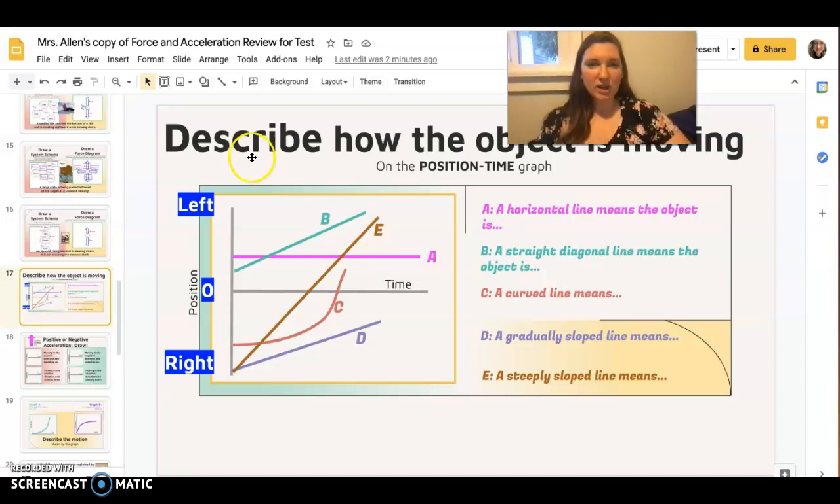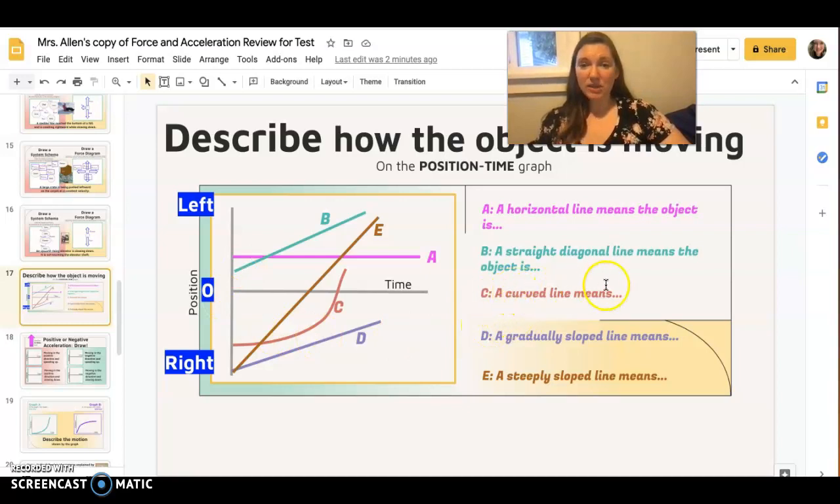Okay? A straight diagonal line means that the object is going at a constant velocity. This is a constant velocity because remember, most of the graphs that we saw for a long time were all straight lines like this, meaning that the thing is traveling at 6 meters per second consistently every second. 6, 12, 18, 24, just like you would expect.